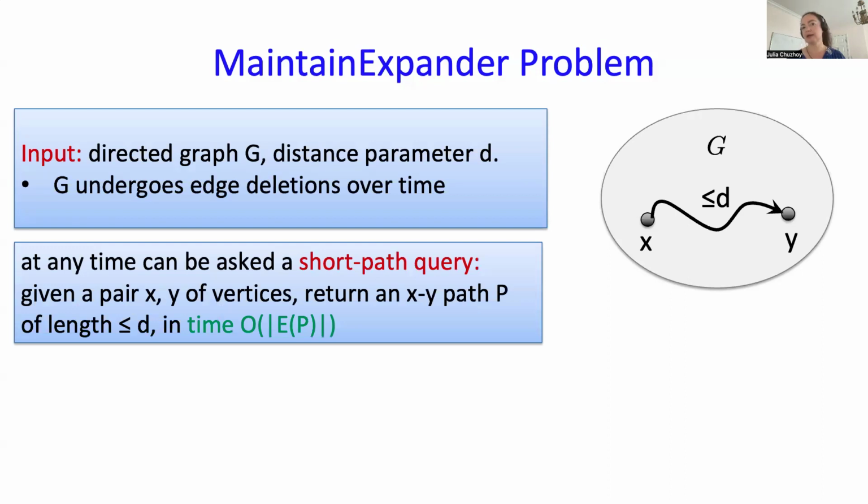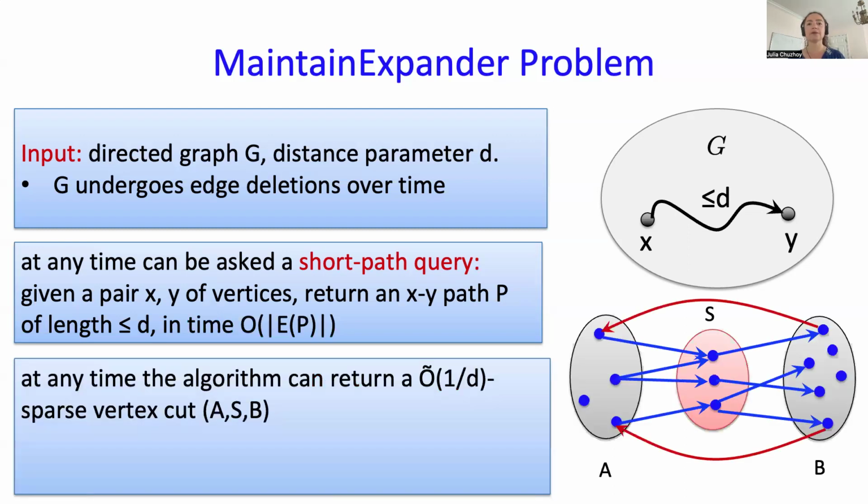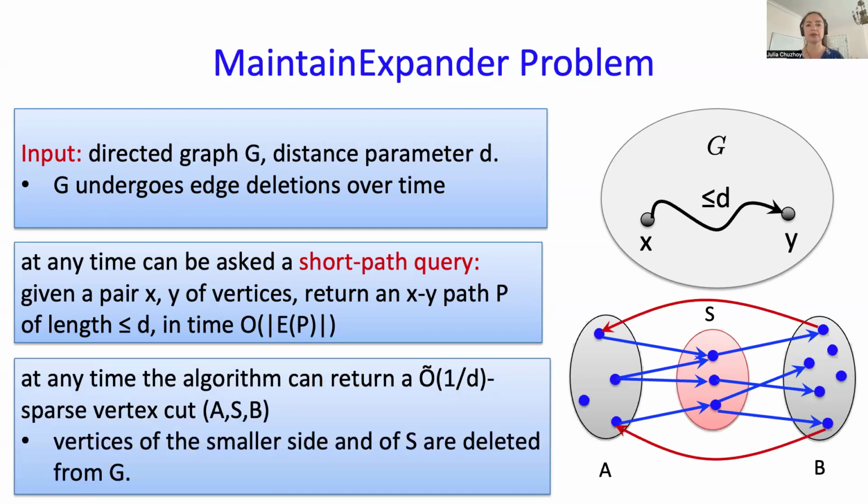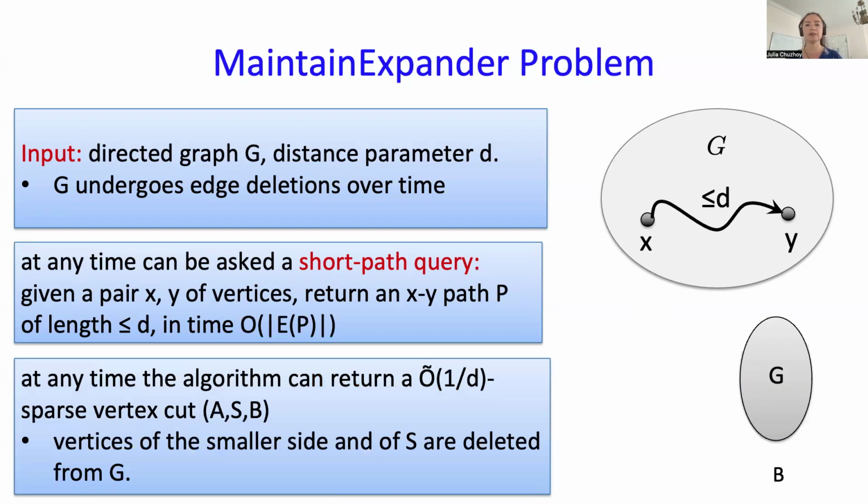And obviously, such a path may not exist, for example, if the diameter of this graph G becomes too large. So to avoid this situation, at any time, our algorithm is allowed to produce a roughly 1/d sparse cut. It should be a vertex cut in this case. And then when this happens, the smaller side of the cut, A or B, is deleted from the graph. And the separator S is also deleted from the graph. And then the algorithm needs to continue with what is left from this graph. In this case, it's B.